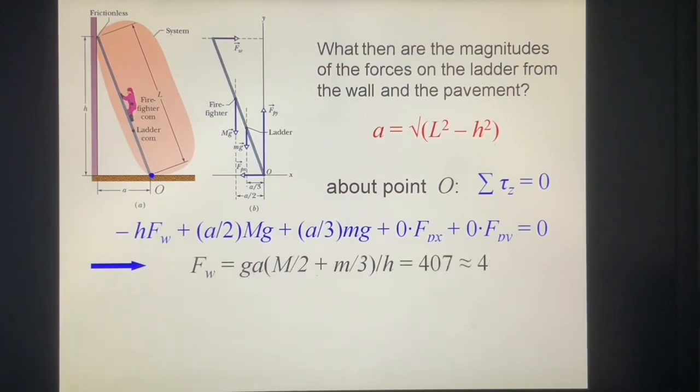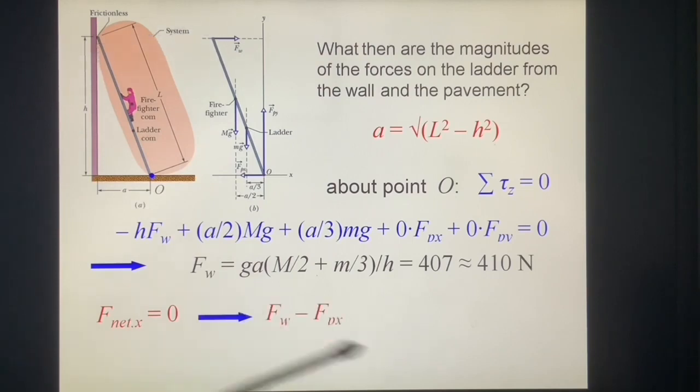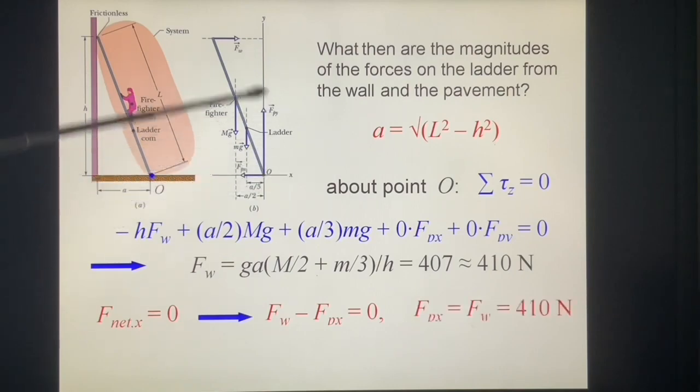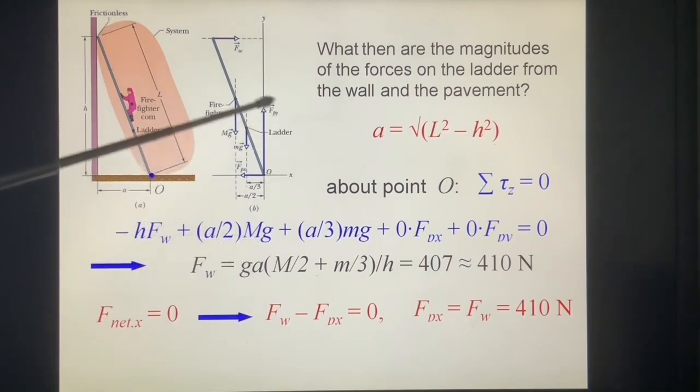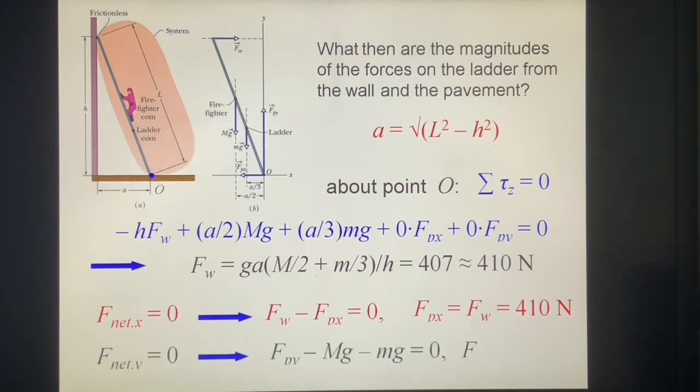It's very easy to find. Once we know this one, then we know sigma F equals 0. Then in X we have two forces, one is this, one is this. So this one is equal to this in magnitude. Now let's look at this one. The net force in the y direction is 0. We know big mg, we know small mg, we can find this one. Then we get everything.